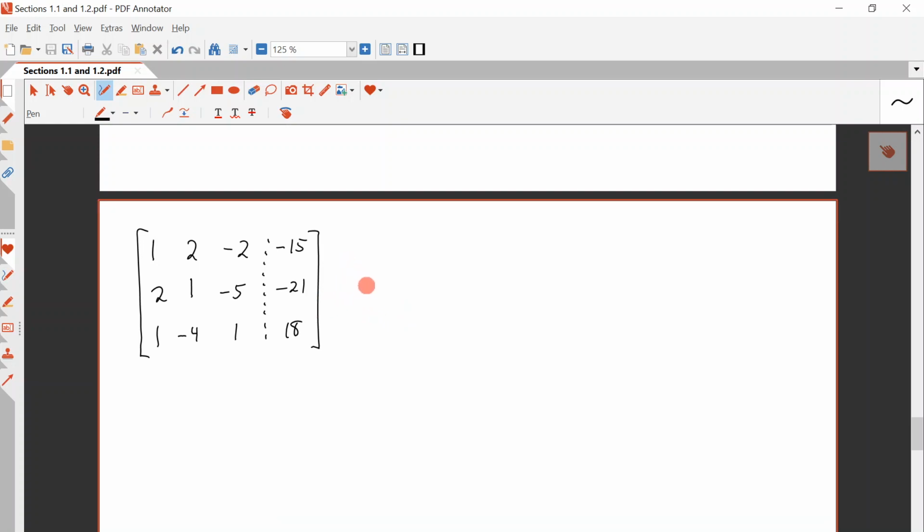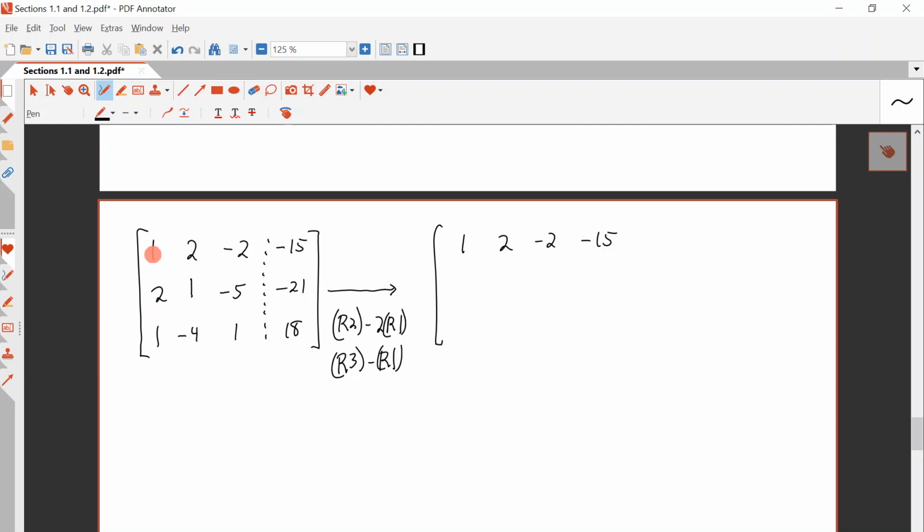So I'm going to subtract twice row 1 from row 2, and I'm going to subtract once row 1 from row 3. And that's going to give me this new set of equations. 1, 2, minus 2, minus 15. I didn't do anything to the first row. I'm just working on the second and third row.